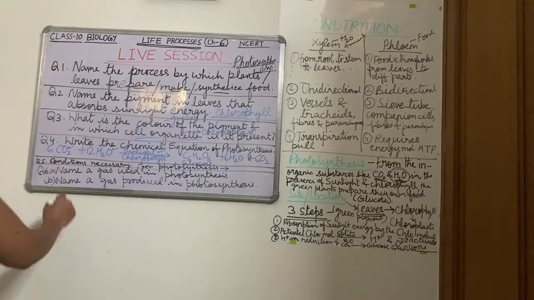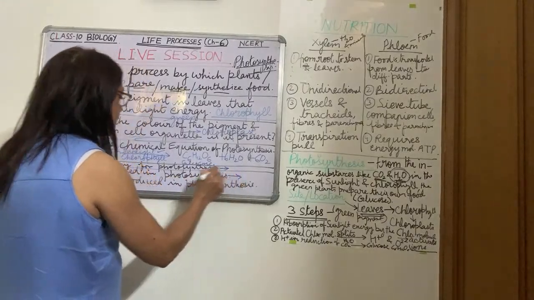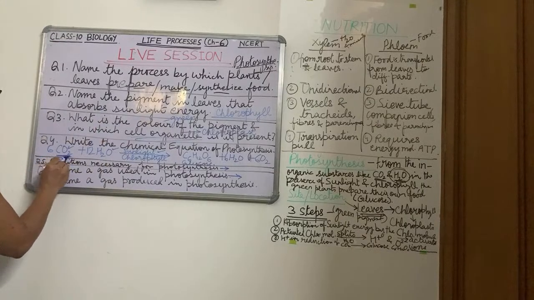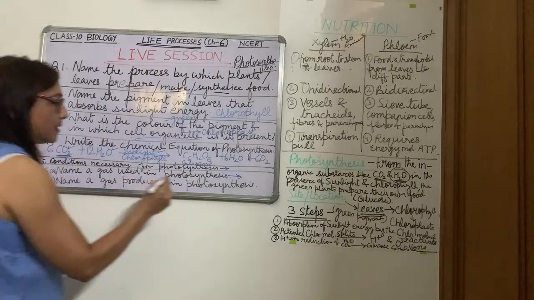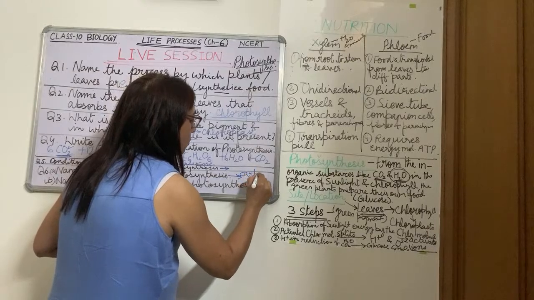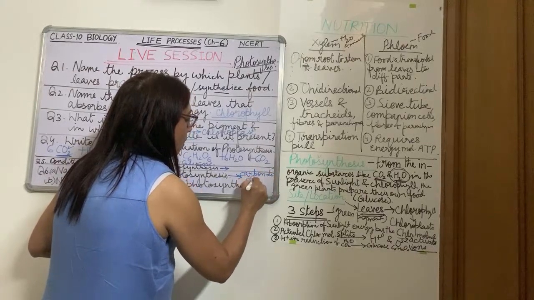Plants. Now name a gas used in photosynthesis. Which gas is being used in the case of photosynthesis? This gas is being used, and which is this gas? This is carbon dioxide. I hope you know how to spell it. It is carbon dioxide.